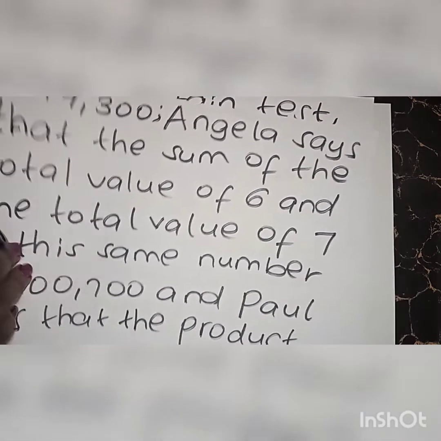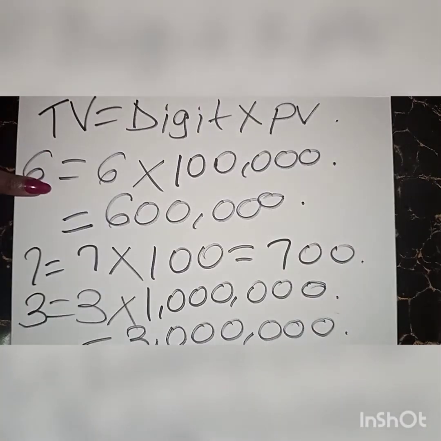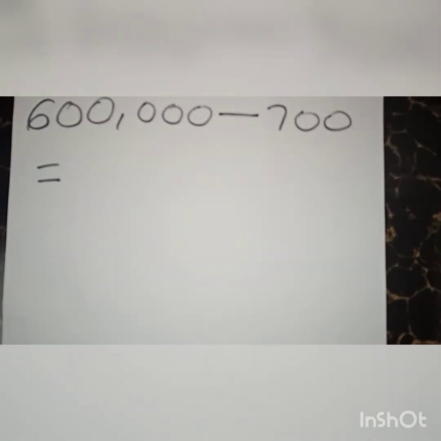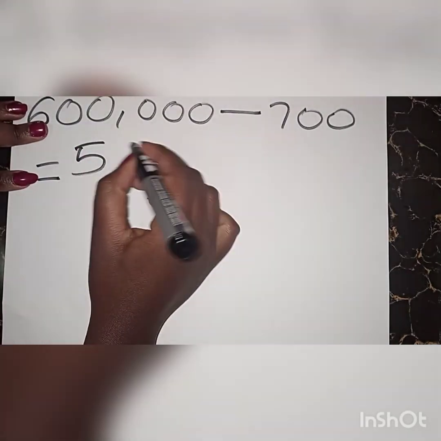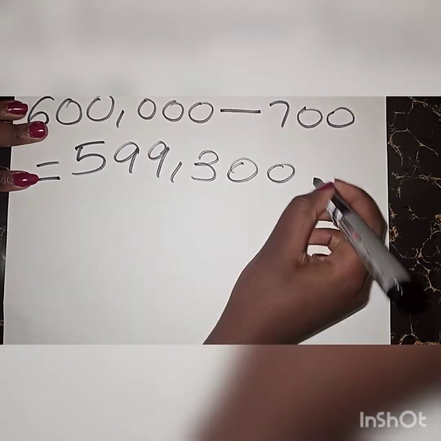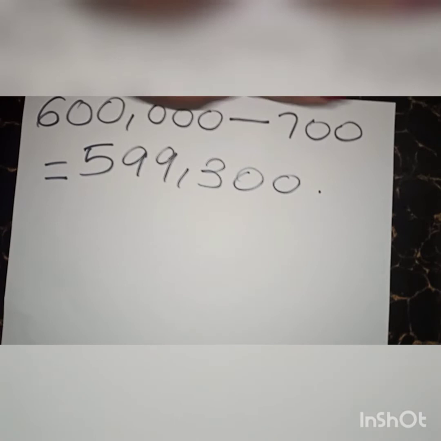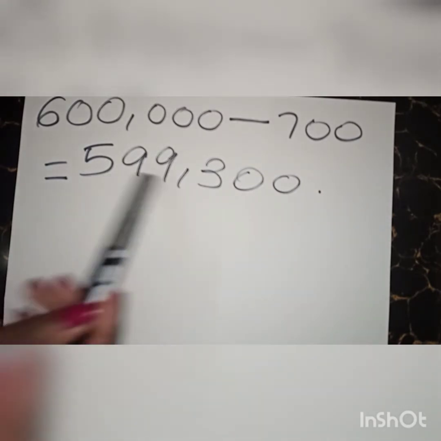The total value of 6, we've seen, is 600,000. And the total value of 7 is 700. So when you subtract 600,000 minus 700, what will you get? 599,300. Okay, so is she right? Yes, Mary is correct. The difference between the total value of 6 and the total value of 7 is this number here.